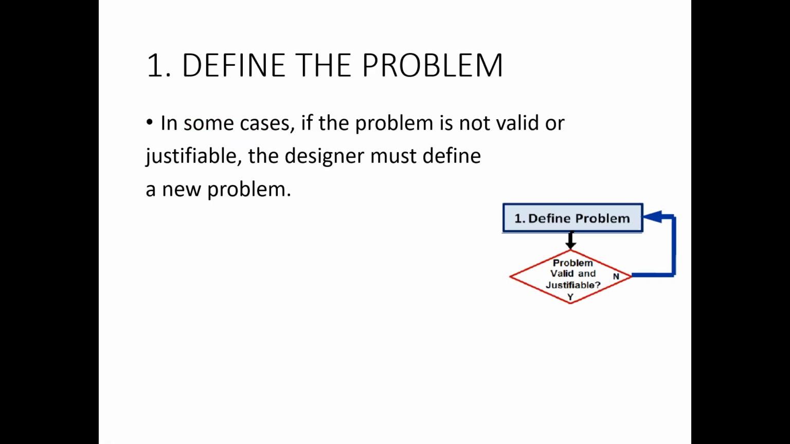If the problem is not valid, so after defining the problem, we need to check whether the problem is valid and whether it can be justified. That is, whether there is an actual requirement for the customer, and whether, if we proceed with that requirement, it will be profitable for the company or not, whether the customer will like the product or not. If it is a yes, then we can go to the second stage, and if it is a no, then clearly our problem is not defined and we may have to define an entirely new problem.